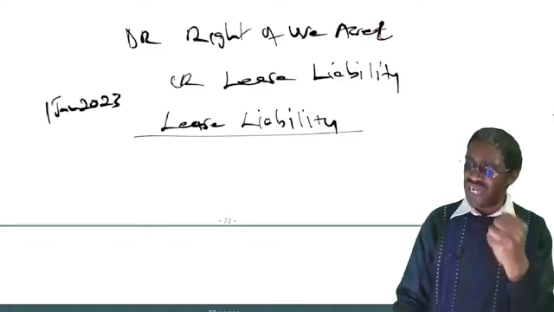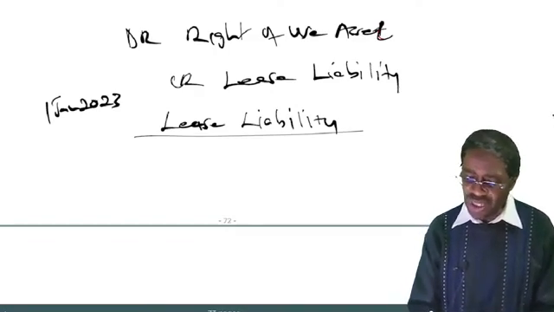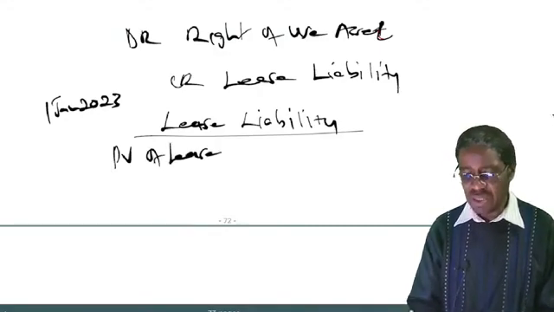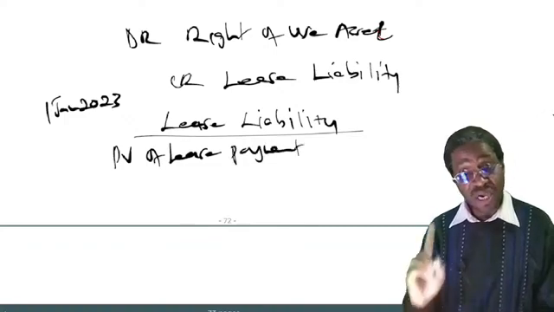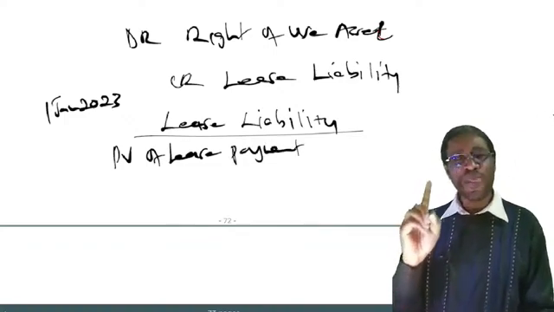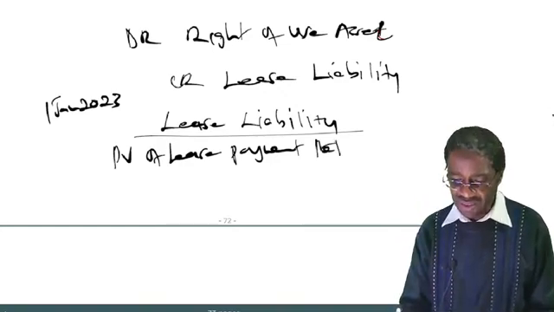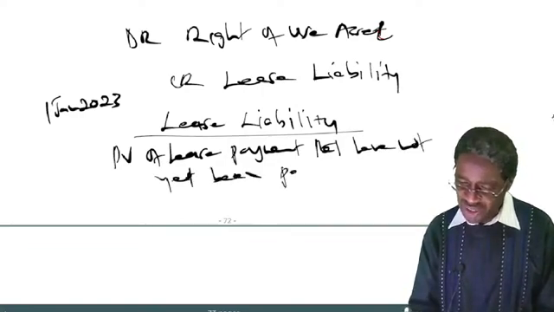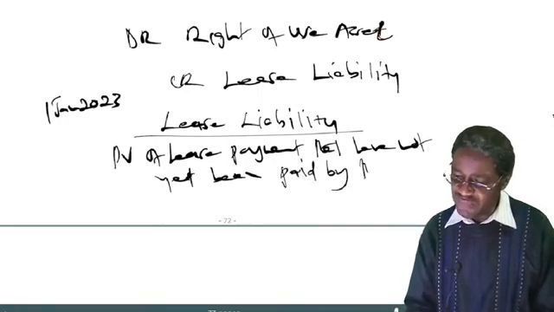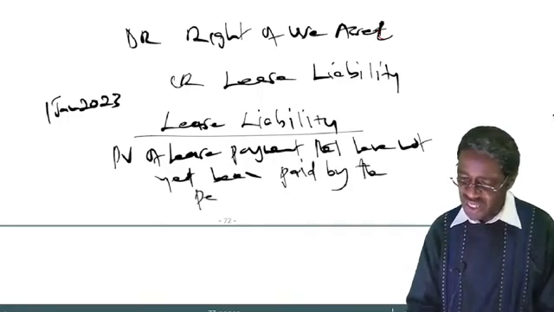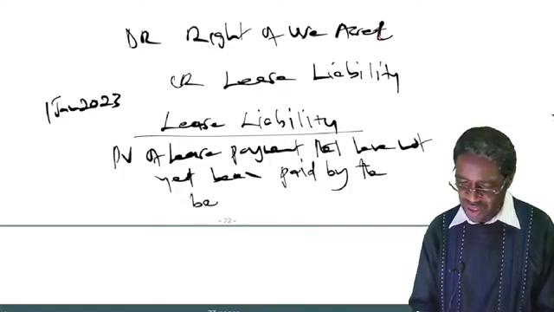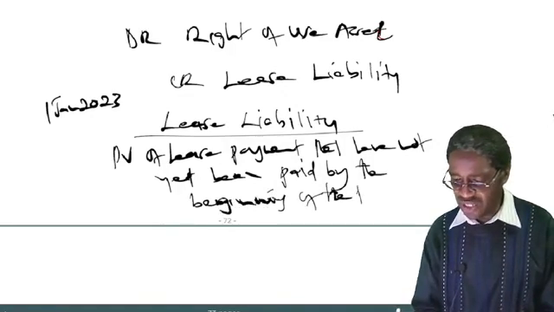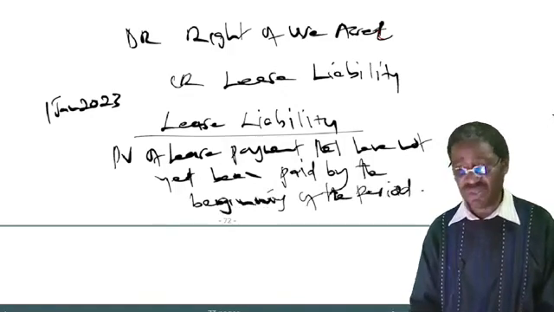So to get the amount of the liability, you get what we call the present value. Get the present value of the lease payments that have not yet been paid by the beginning of the period. I will explain that in a short while.